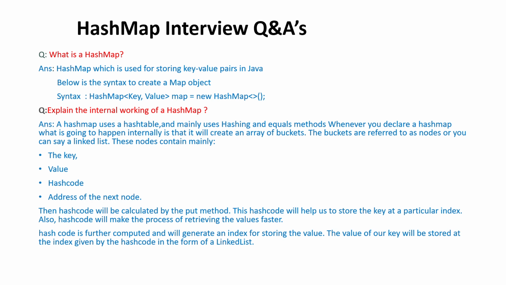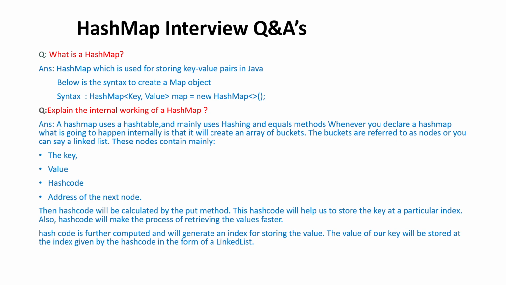So the same I have mentioned here. The hash code is further computed and will generate an index for storing the value. The key will be stored at the index given by the hash code in the form of a linked list. So whenever you create a HashMap, it internally generates an array of buckets, and using the hashCode and equals methods, it decides where to store the element.